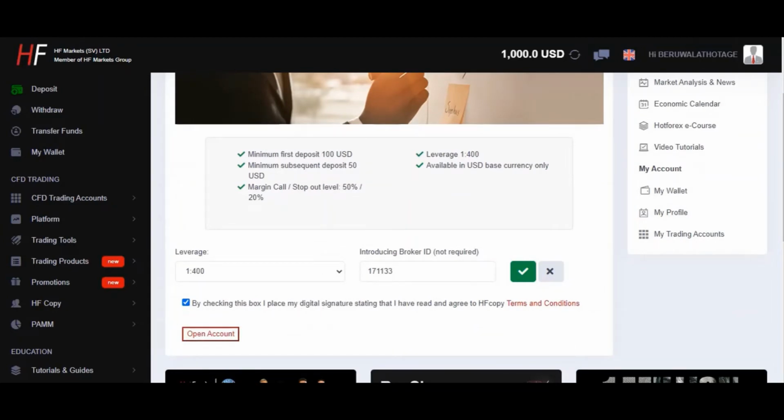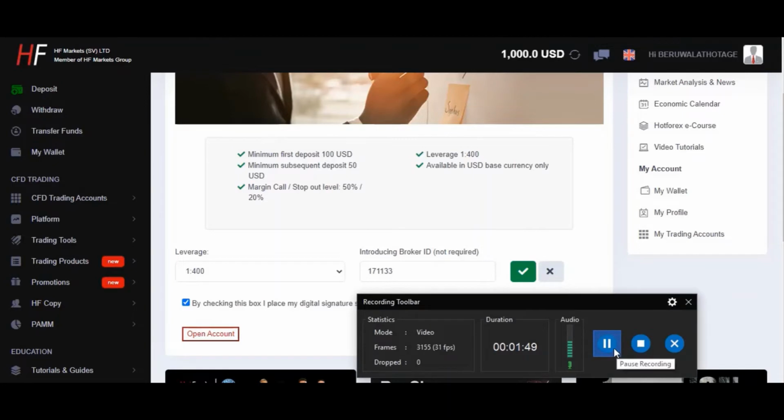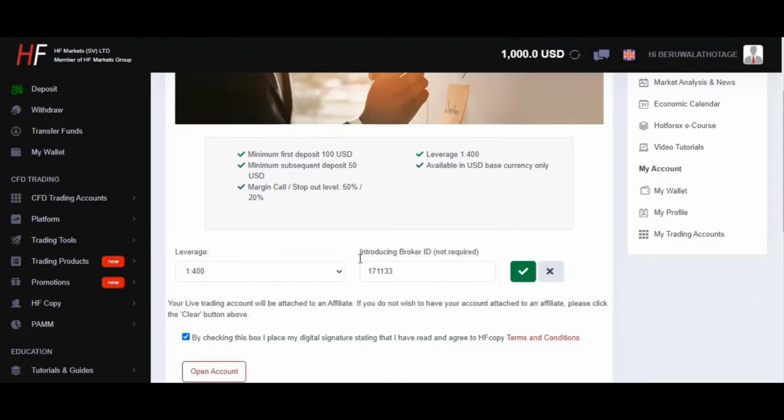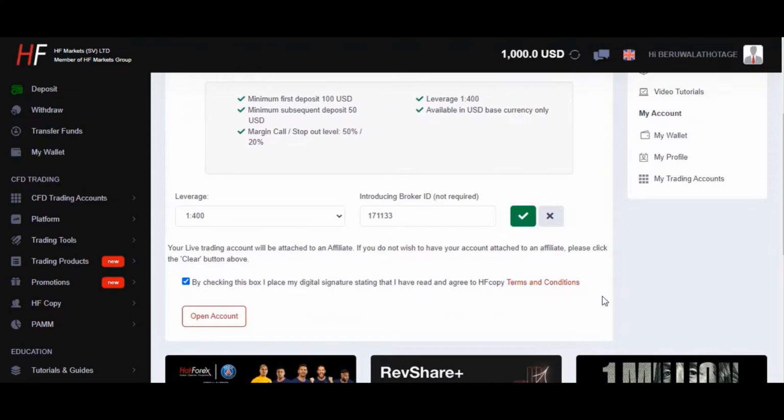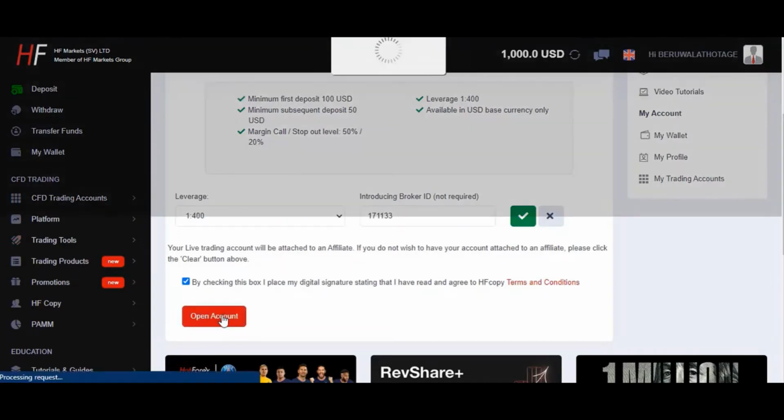Right, we will wait for some time until this loads. Actually, I was waiting for some time, but this button needs to be clicked. This message appears, and until you click this one, you cannot proceed. It says your trading account will be attached to an affiliate. If you do not wish to have your account attached to an affiliate, please click the clear button above. But I will leave it like this, because the person who introduced me, I have to support him. So I just click this, then the message below comes, and I can proceed ahead.